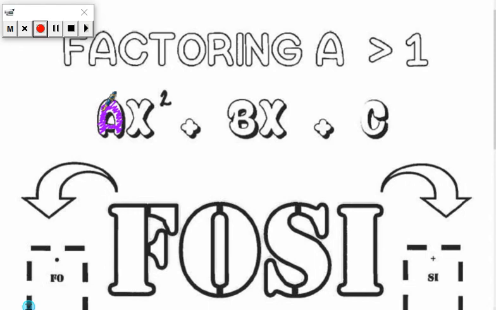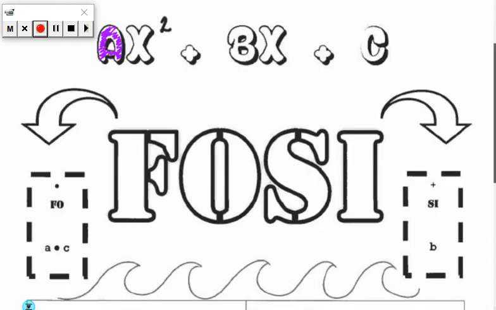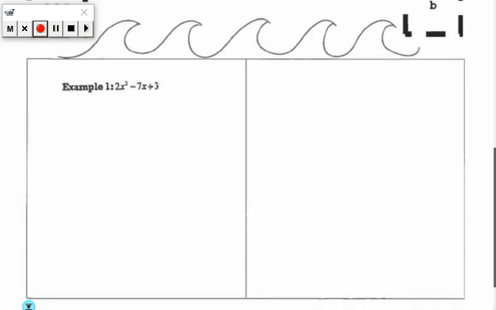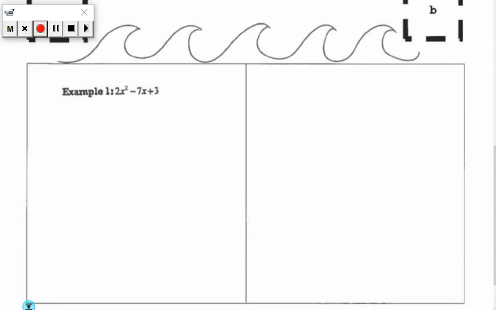So there's this method. It's called FOSI. And this is the method that we're going to use in order to figure it out. So here's an example of something that has a coefficient a, or a leading coefficient, greater than 1. Now, some people who did well with guess and check, this is certainly something that you can do guess and check with as well if your number sense is strong.